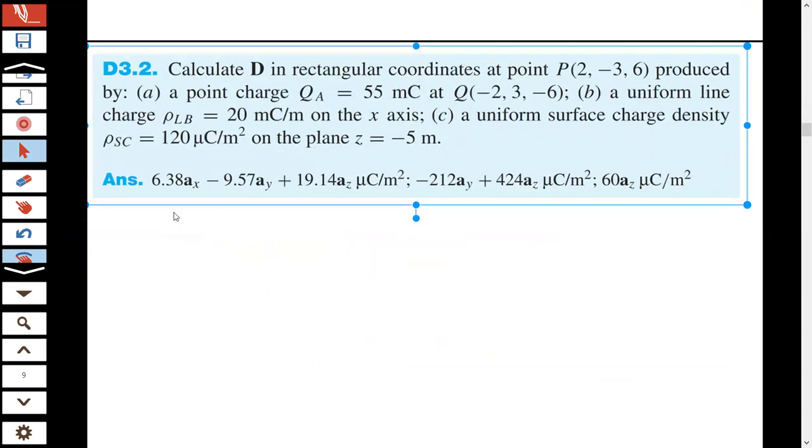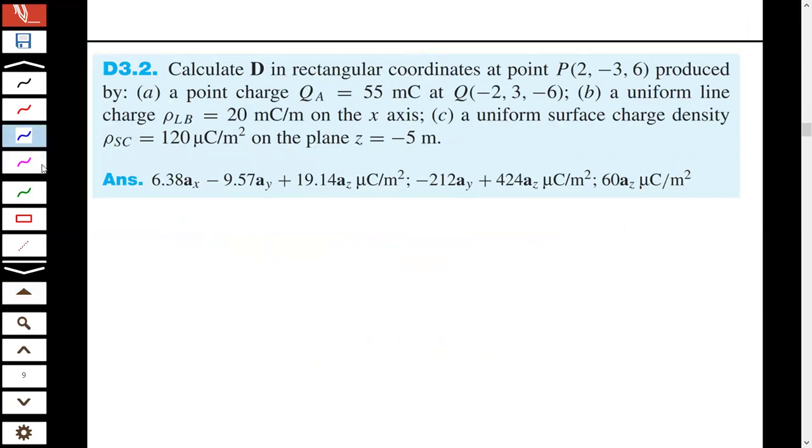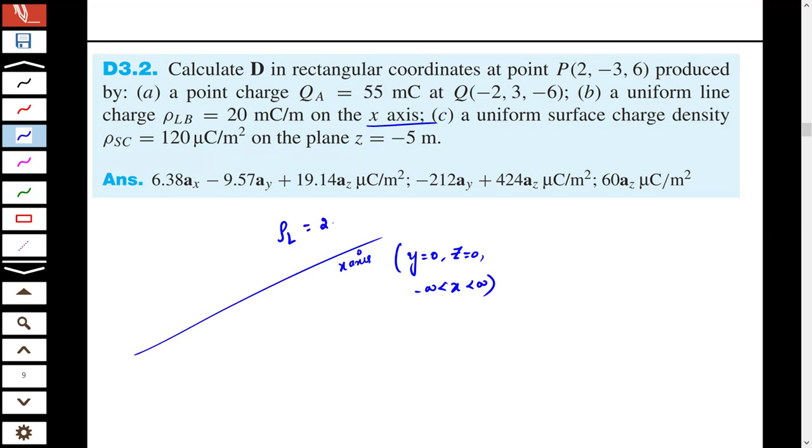So let us try to understand the line charge equation and the position. The line charge is on the x-axis. The equation of the x-axis will be given as y equals 0, z equals 0, and x can take any value from minus infinity to plus infinity. It has a charge density of 20 millicoulomb per meter. The formula for flux density due to line charge is rho L by 2 pi, vector RL by RL square. The point at which we have to find flux density has the coordinates (2, -3, 6).